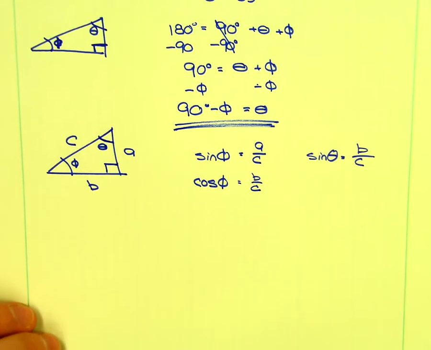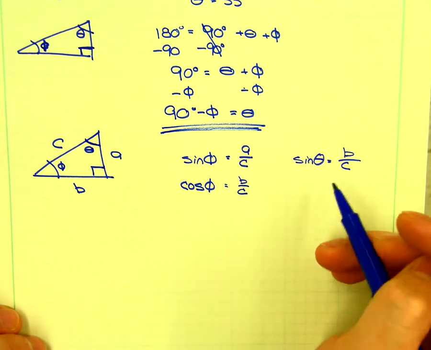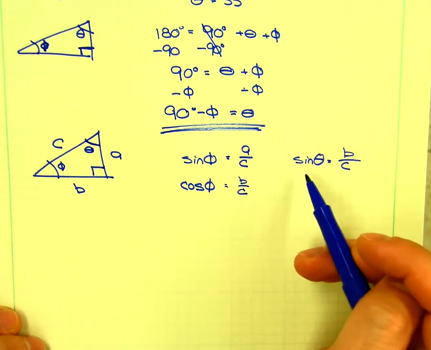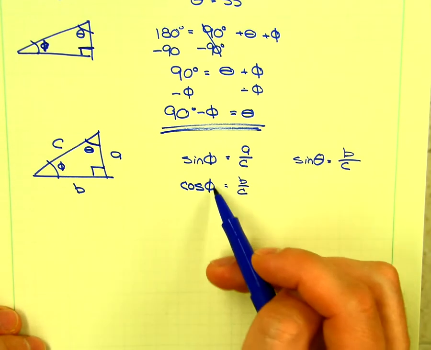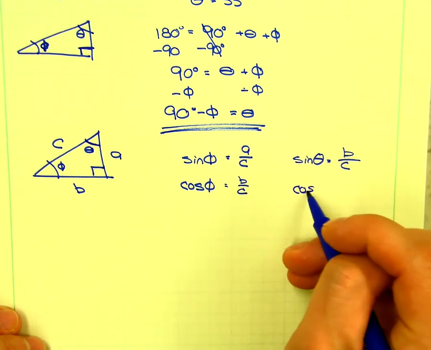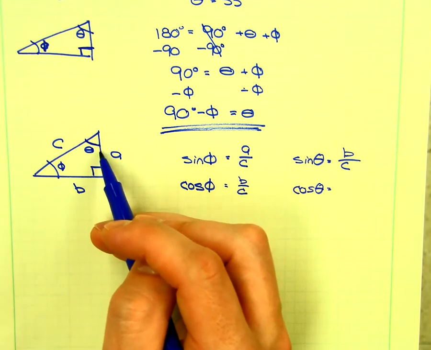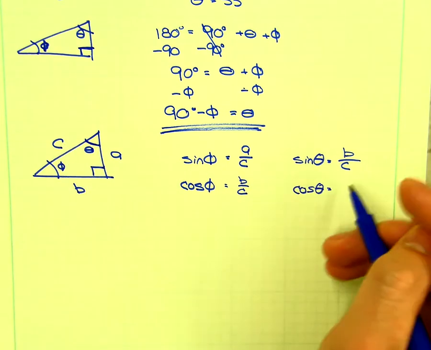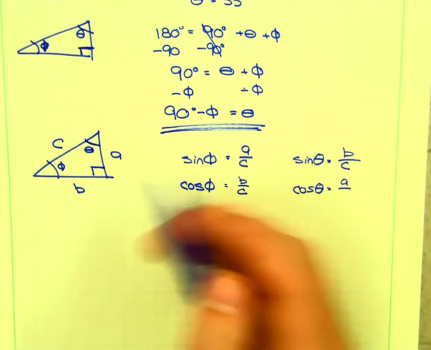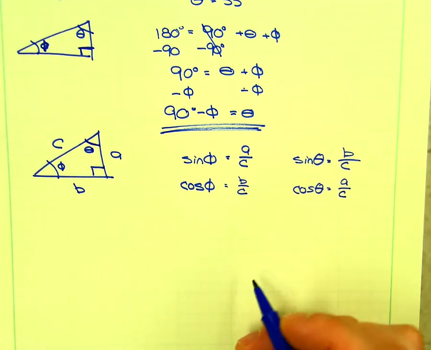I move things down just a little bit. Now, once I know this, I'm starting to see there's a relationship here. Sine of theta is B over C, and the cosine of phi is B over C. Well, let's figure out what the cosine of theta is going to be. Cosine of theta is going to be the adjacent over the hypotenuse. The adjacent in this case is A with theta, so adjacent is going to be A and the hypotenuse is going to be C.